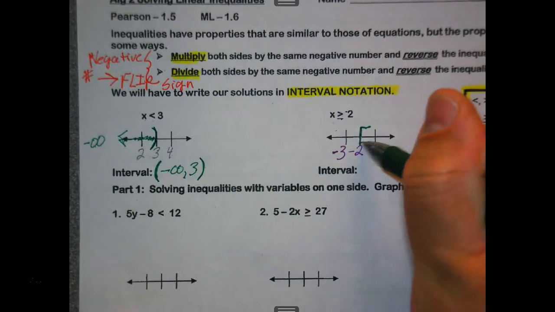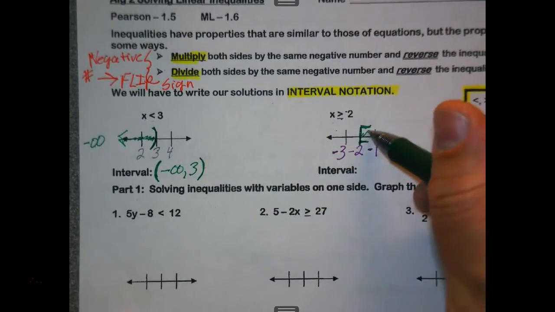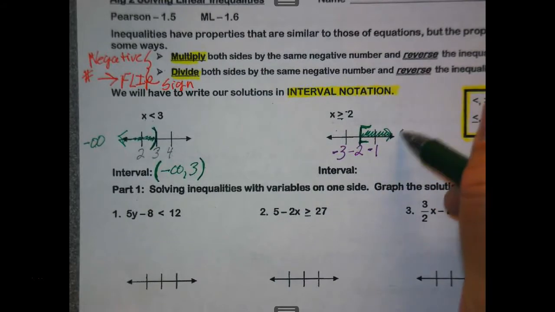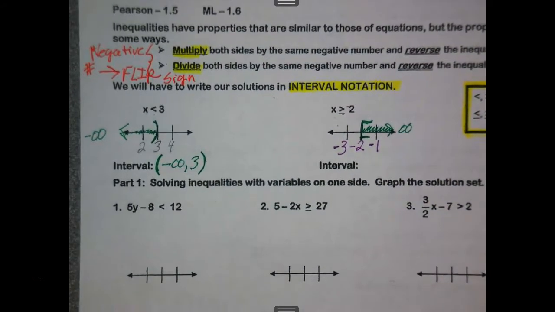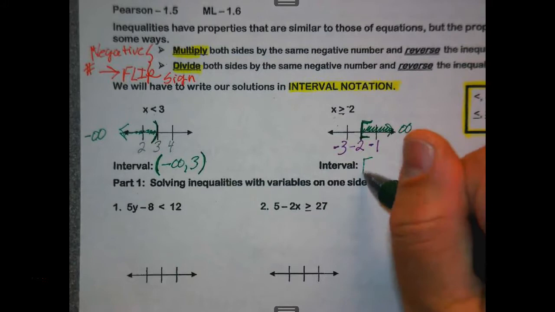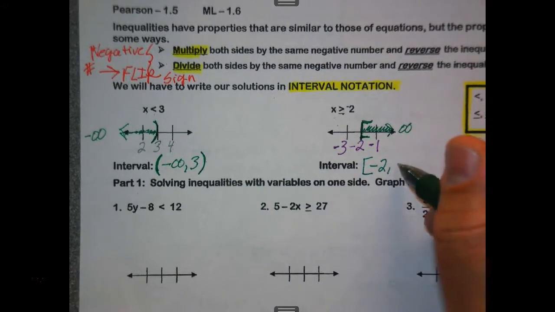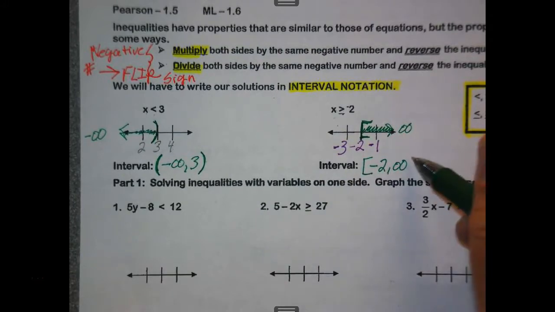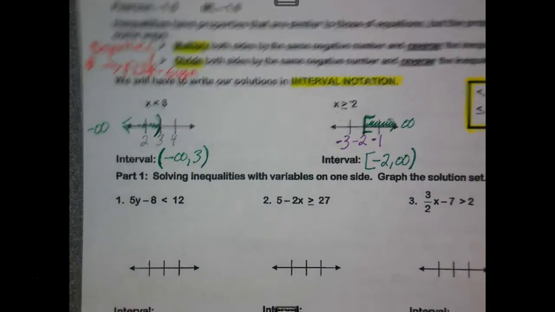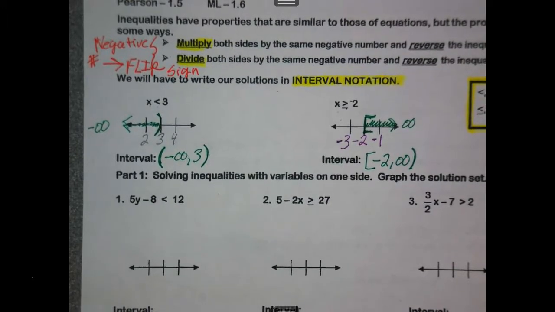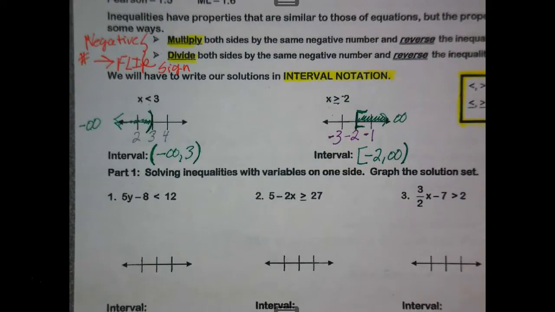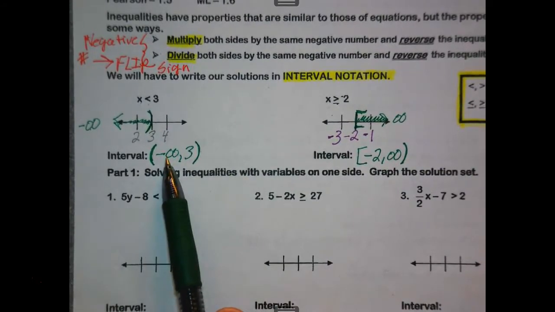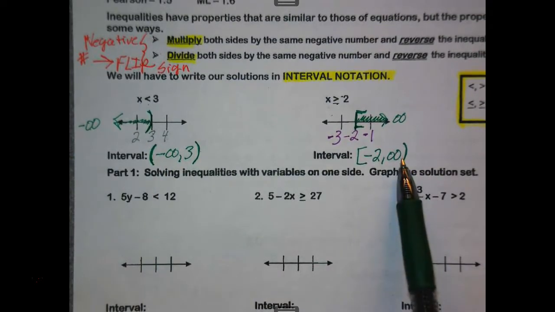So I'm going to put my bracket at -2 because of the equal sign. I'm going to shade, and you don't have to put the infinity signs on the number line. I do because it makes it easier to write the interval notation. All you have to do is copy that to the interval notation, and again, parentheses on infinity. Notice that negative infinity always goes on the left for the least number. Positive infinity always goes on the right because that's the largest number you can have.